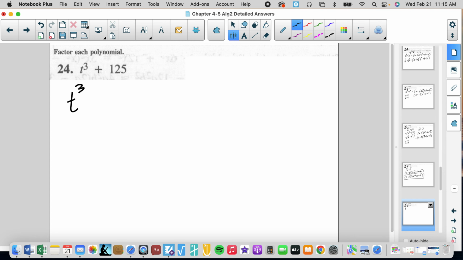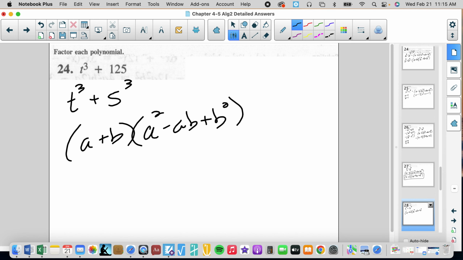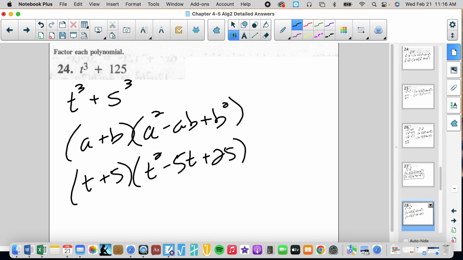T cubed. We're writing these as cubes. That's 5 cubed. So we are in the sum of cubes. So A plus B, right? Sum of cubes. And then we get A squared minus AB plus B squared. Well, my A is T plus 5. And then we get T squared minus 5T plus 25. Yeah, look how fast we just did that one. 24. Oh, yep, that's good.